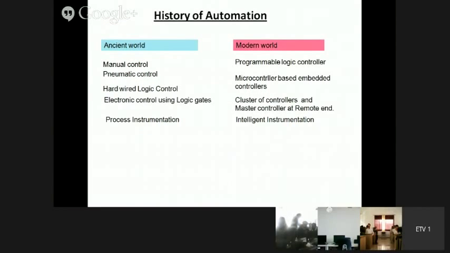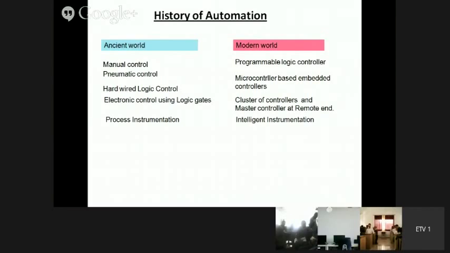History. Let us see a little bit of the history of automation: the ancient world versus the modern world. Of course, you can coin your own words, but to some extent I have tried to put them in the ancient world, what was the automation history, and how the modern world has taken automation in its application.